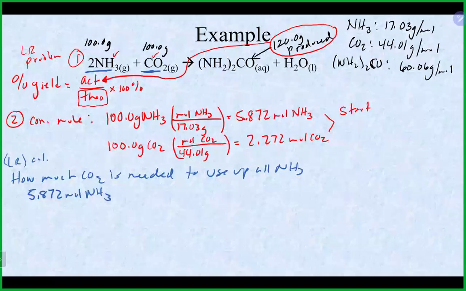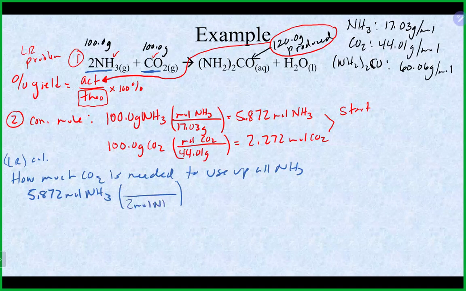So from the equation, we can see it's a 2-to-1 relationship. For every 2 moles of NH3, from the coefficient in the equation, we get 1 mole of CO2. So that's going to tell us, 5.872 divided by 2, that we need 2.936 moles of CO2 in this case.